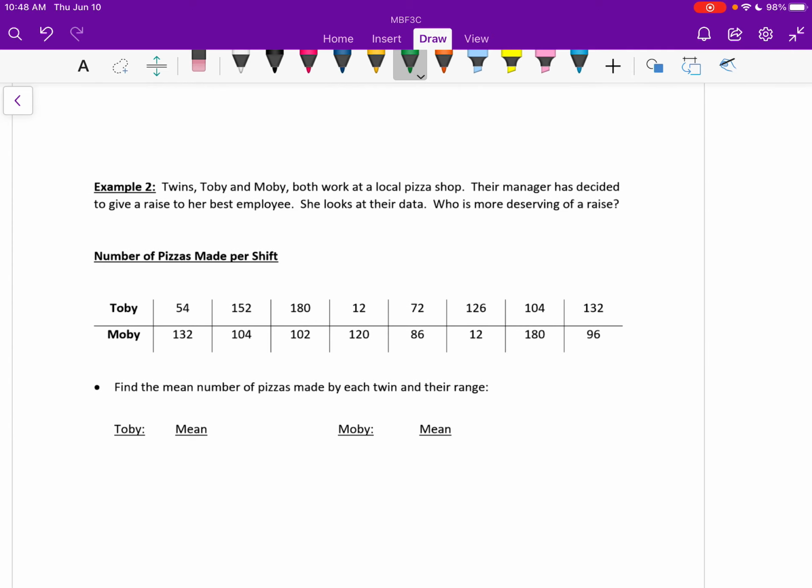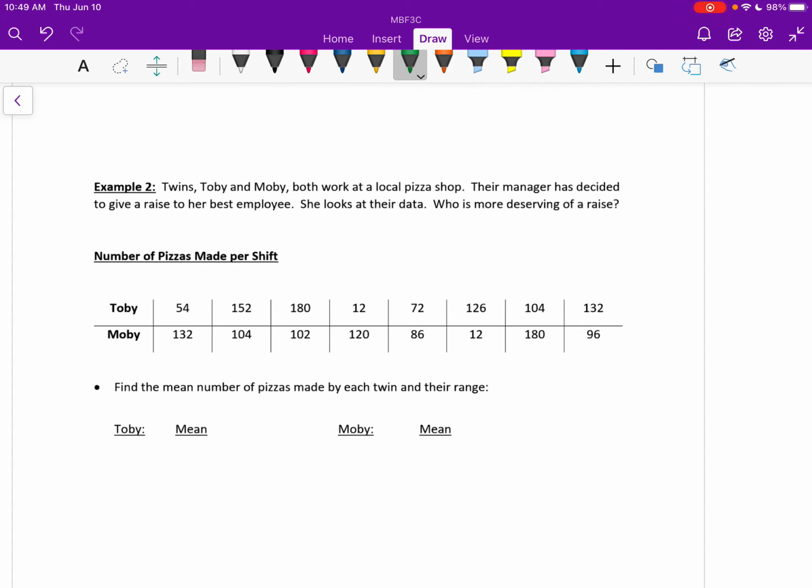So another example is that say we have these twins, Toby and Moby, right? They work at this local pizza shop. Their manager is deciding whether or not to give them a raise. When she looks at their data, this is what she sees. Which one of these deserves a raise? So let's go look at this data.